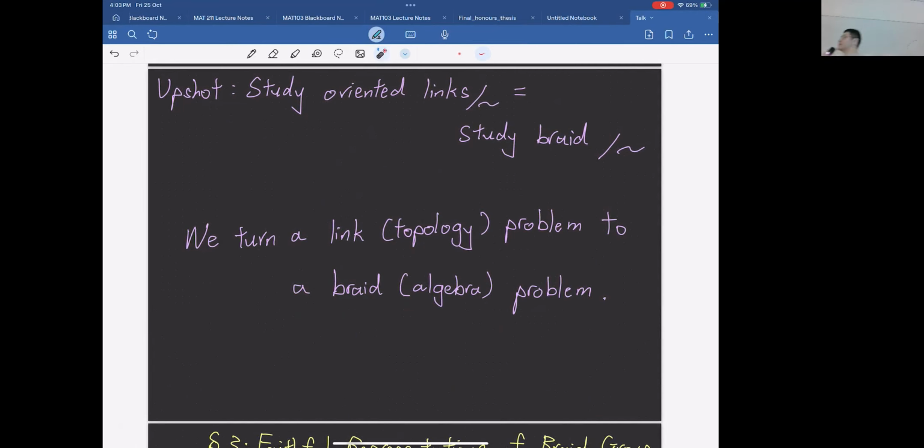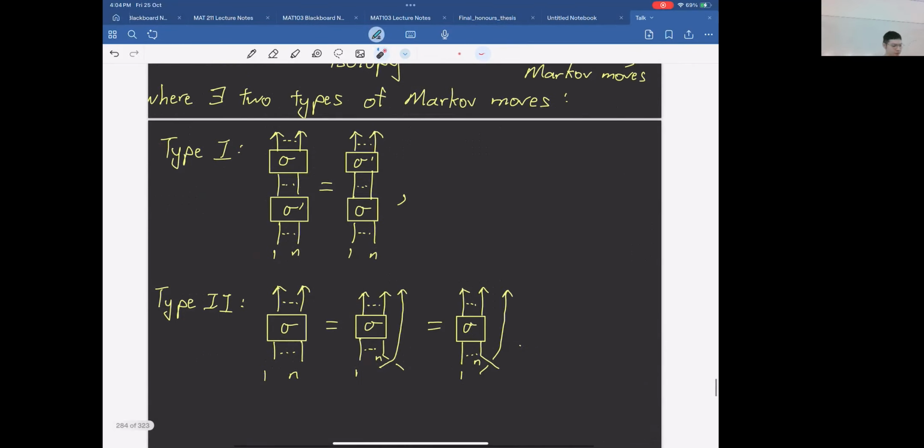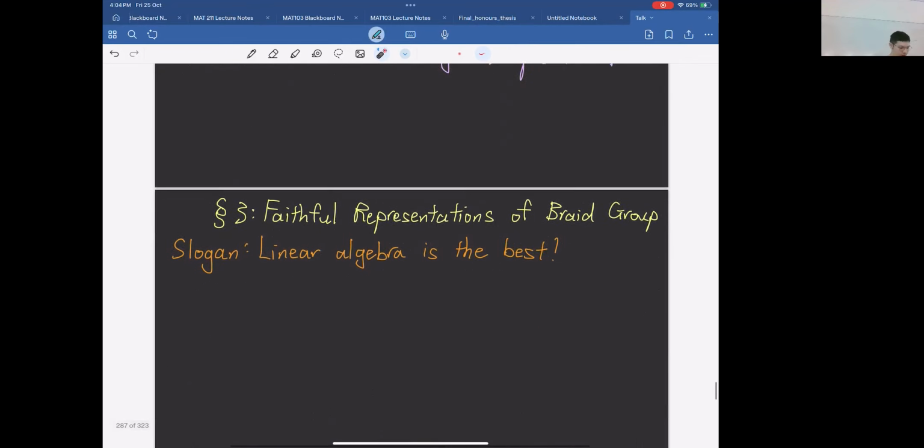In the link, you have several S1, and each of the S1 can be given orientation independently, and yes, they will become different braids. They correspond to different braids giving the link. The detail is in the proof of Alexander.